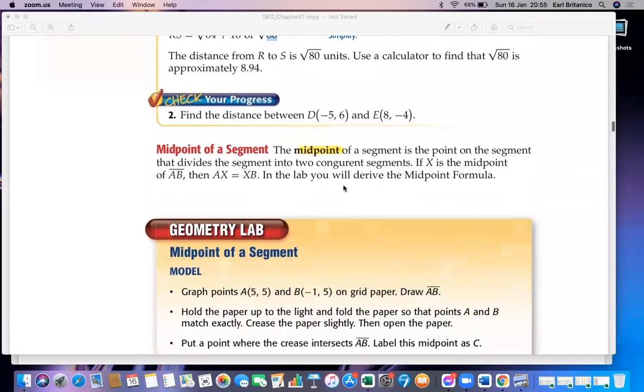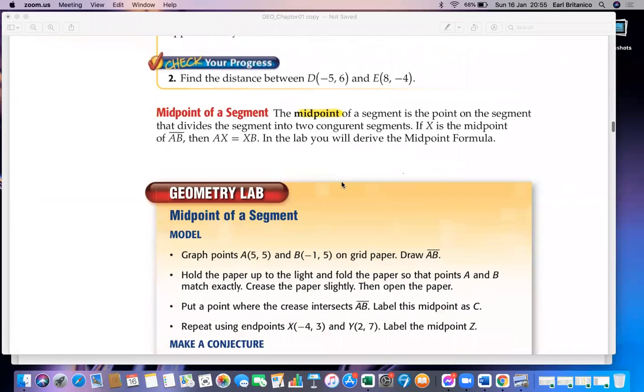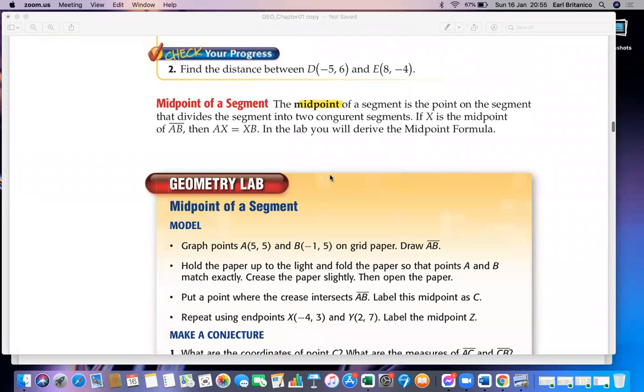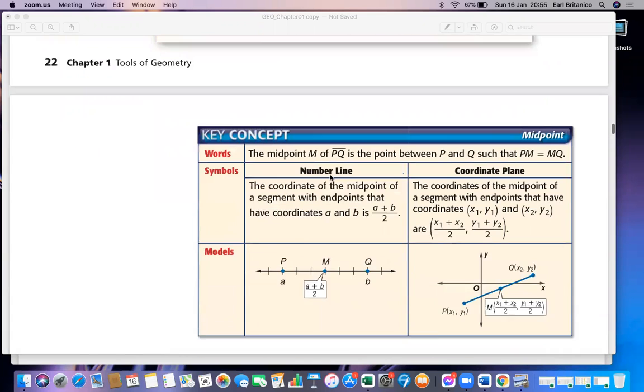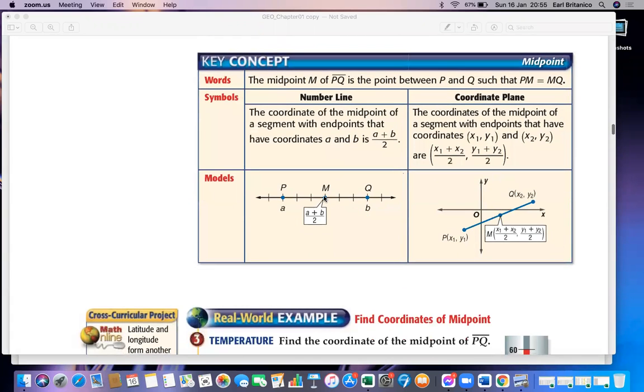Now, let's go to midpoint. Yesterday, we talked about between. When you say between, it's somewhere just between 2 points, anywhere, as long as it's in between 2 points. But when we say midpoint, there is a specific location. Midpoint is exactly halfway. It's the point between P and Q, wherein PM is equal to MQ.